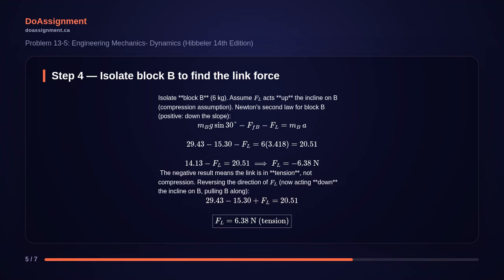We isolate block B with mass 6 kilograms. Writing Newton's second law for block B along the incline with the link force assumed to push up the slope, we get 29.43 minus 15.30 minus the link force equals 20.51. Solving gives a link force of negative 6.38 newtons, which means our compression assumption was wrong. The link is actually in tension. Block A is pulling block B. Correcting the direction, the link force is 6.38 newtons in tension.